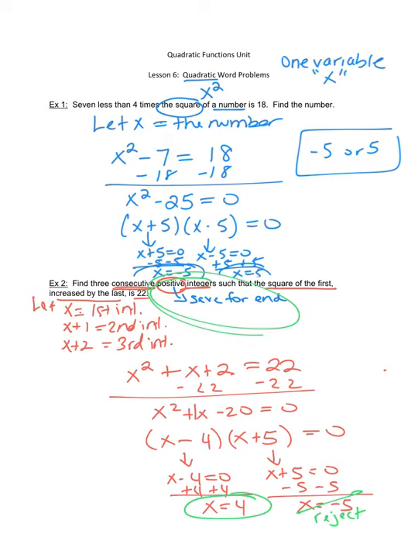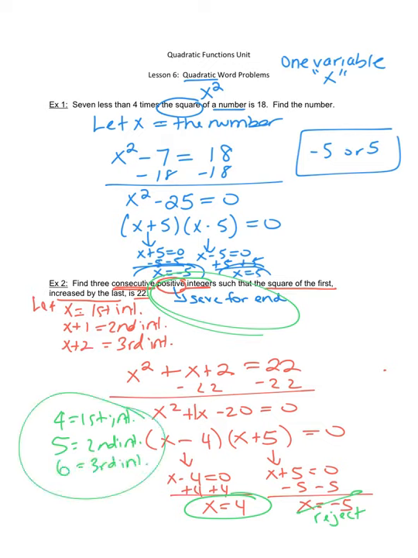And you take that value and you plug it back into your let statements. So 4 would be the first integer, and then 5 would be the second integer, and then 6 would be the third integer. And those would be your 3 values.